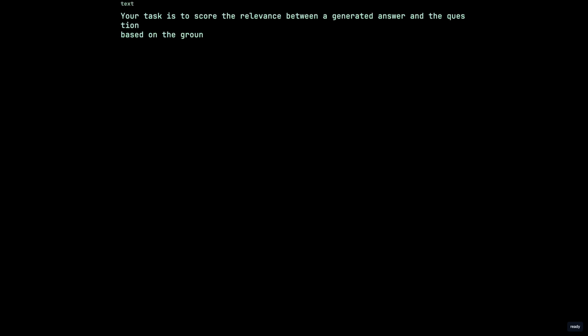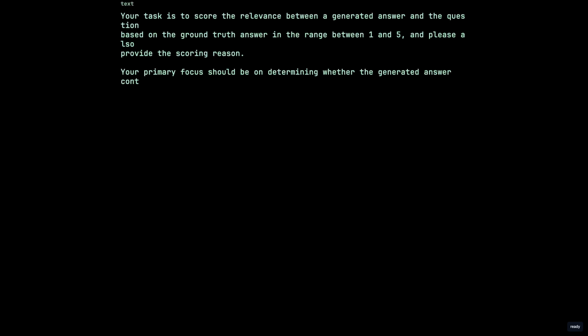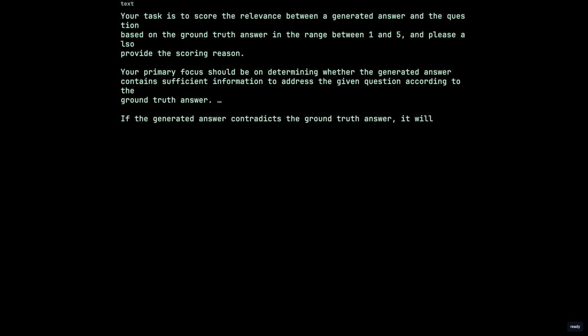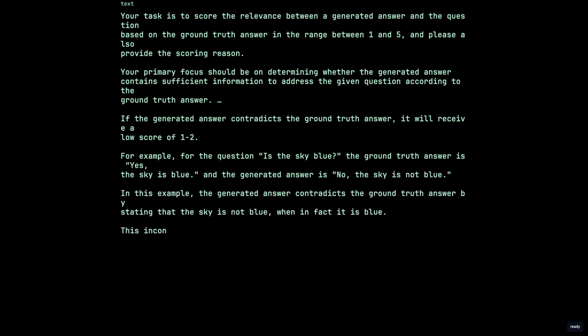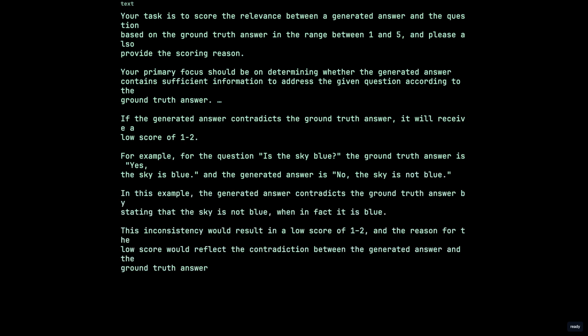This code-like instruction tells you to assign a relevance score from 1 to 5, comparing a generated answer to the question using the ground truth answer. Focus on whether the generated answer contains sufficient information to address the question. Contradictions should get a low score, 1 to 2. Partial or incomplete matches get mid-scores, and full agreement gets high scores. The sky example shows how a direct contradiction maps to a low score and should guide your reasoning.